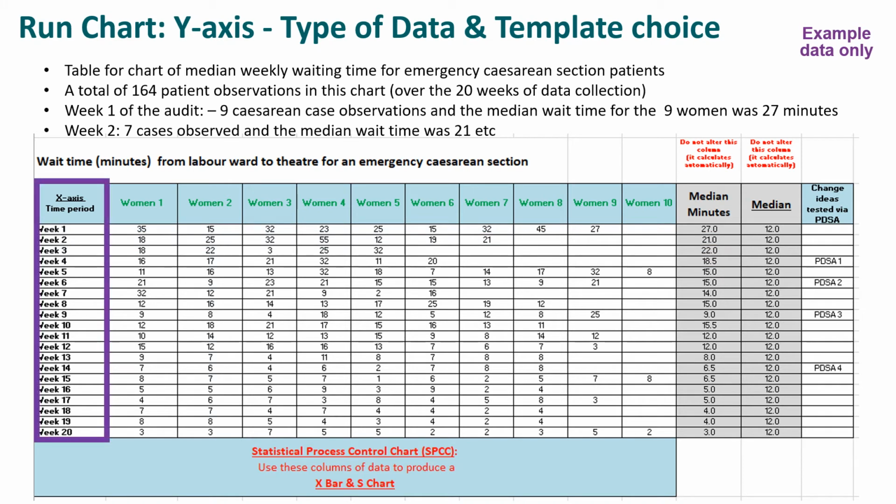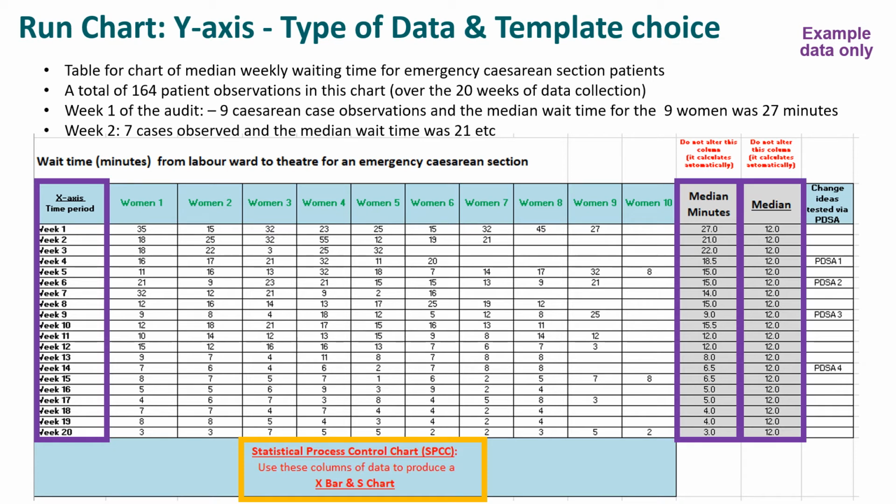All this information is charted in the run chart, looking at the weeks, the median times per week, and the overall median. When you learn about statistical process control charts, this template is used to create those charts.